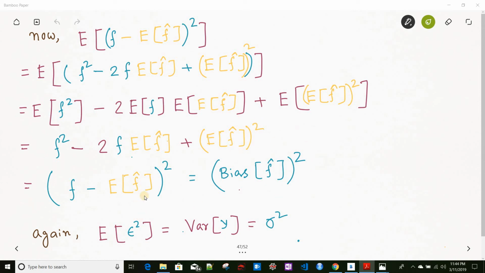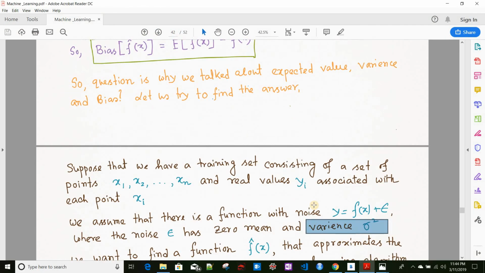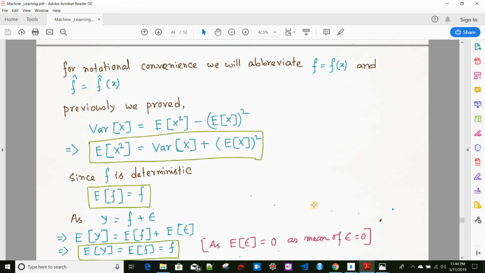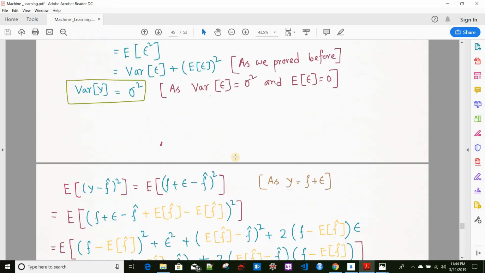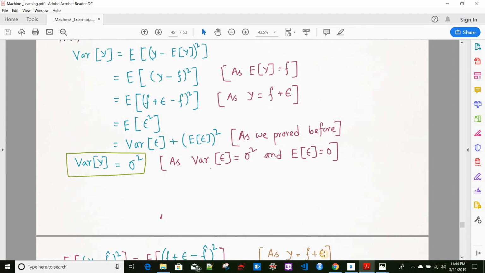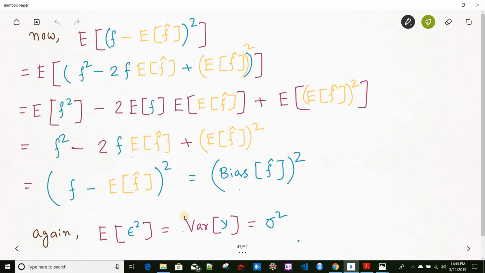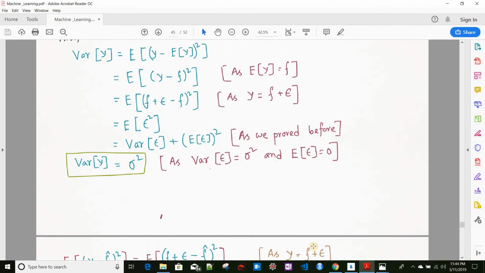Now let's talk about the second term, expected value of epsilon square. If I refer to our actual equation, the second term is expected value of epsilon square. Now the expected value of epsilon square we already determined over here is the variance of y, right? Because while doing that calculation we came up with this. So that is what we have written over here, variance of y, which is nothing but sigma square, which we have proved over here as well.